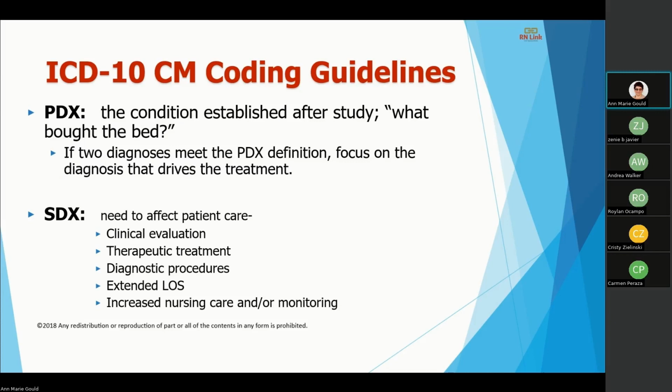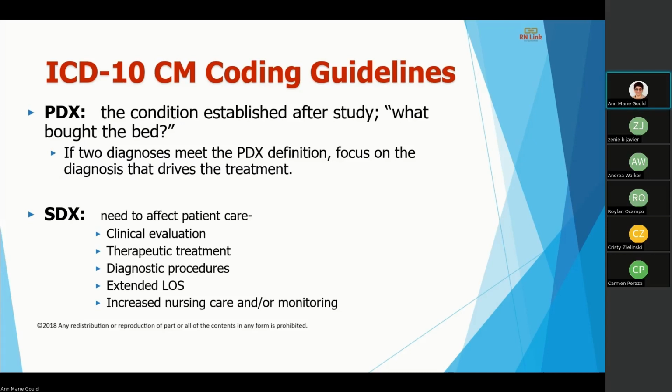So if you have two diagnoses that meet the primary or principal diagnosis definition, focus on the diagnosis that drives the treatment. Everybody tells me very rarely do you have two diagnoses that meet the principal diagnosis definition, and it should rarely happen based on coding rules. However, sometimes it does. So you definitely want to see, okay, what's driving the treatment out of both those diagnoses? That's what's going to be your PDX.